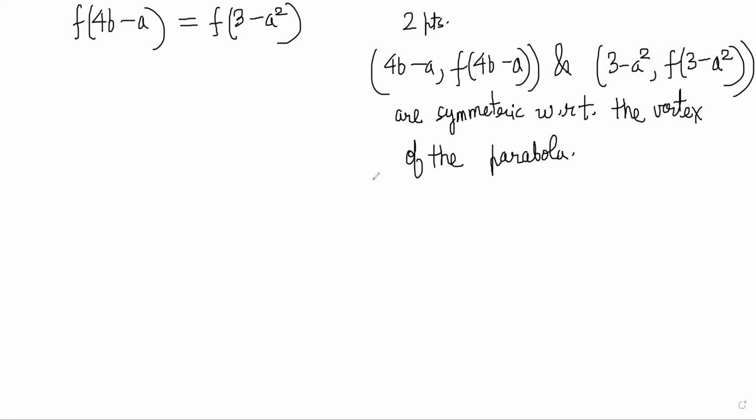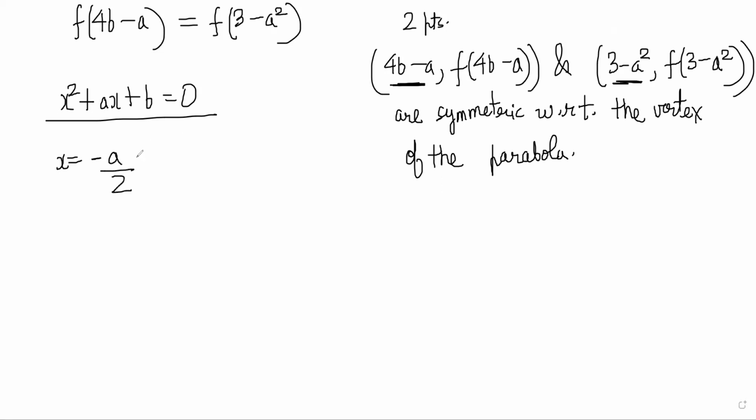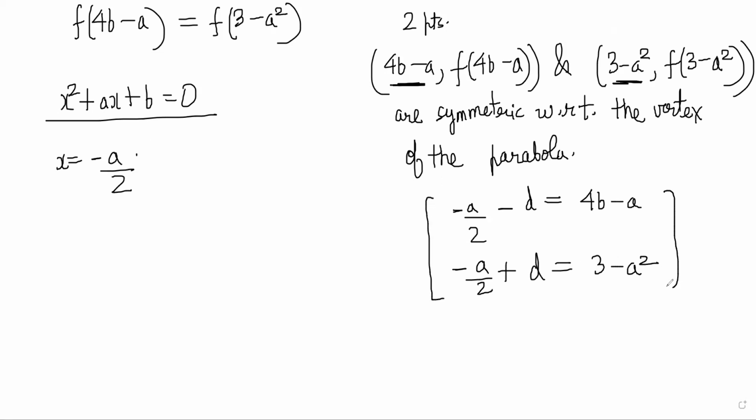This means that this x coordinate is some distance behind the vertex, and this x coordinate is some distance ahead of the vertex, and those two distances are the same, right? So if the parabola equation was x square plus ax plus b equal to 0, right? This was the equation. And here the vertex would be at x is equal to minus b by 2a, which is minus a by 2, right? So that means that minus a by 2 minus some distance should be equal to 4b minus a, and minus a by 2 plus some distance should be equal to 3 minus a square. I hope you understand the logic here.